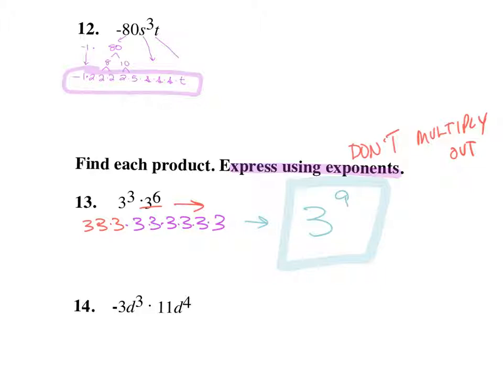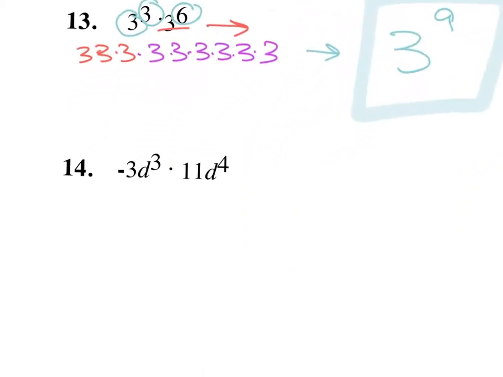Also remember the shortcut. When multiplying variables with the same base, you add their exponents. So you could have just said, keep the base, and then 3 plus 6 is 9. But when in doubt, write it out. Make sure you just write it all out if you don't remember the rule.